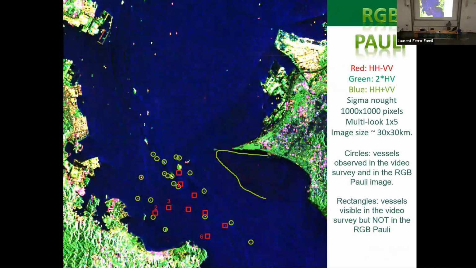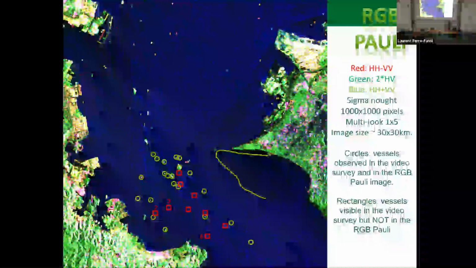This is how it looks with an RGB Pauli on it. And as we said, the sea is this area, blue. The targets are of different colors. And at the time of the acquisition, a measuring campaign, a validation campaign, was done. So they had a ground radar, and also a camera up here, and they were looking down at the bay to see what was going on while ALOS was passing.